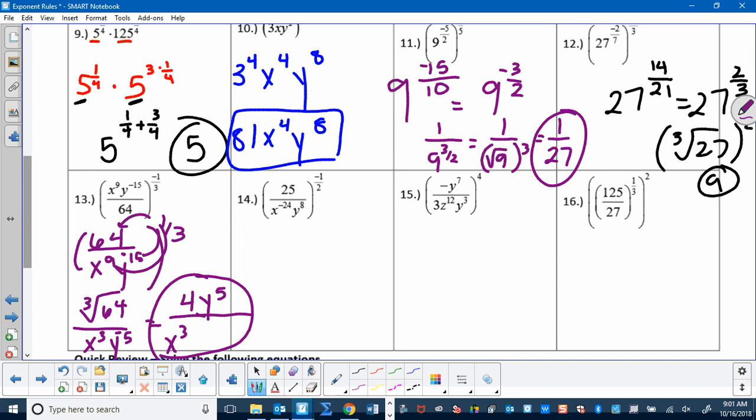So make sure you keep your negatives on the inside. The only thing that changes to positive is that exponent on the outside. So let's try that again. Where is the negative that I have to keep? Yep. Where's the negative I have to keep? Negative 24. So the 1/2 is going to change to a positive. I'm going to do x to the negative 24, y to the 8, all over 25. And then I'm going to distribute this through.